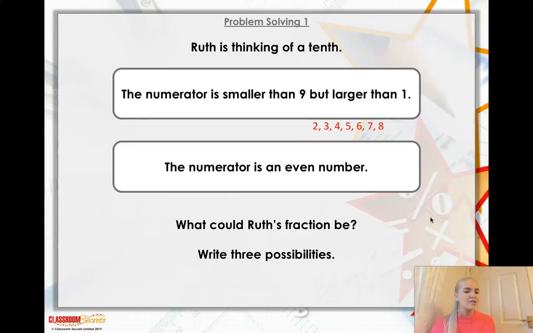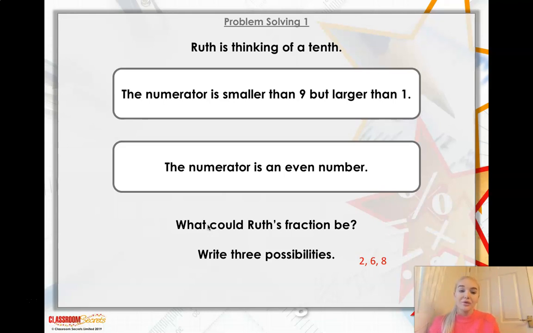Now, remind me, Year 4, what's an even number? That's right, we've got even numbers such as 2, 4, 6 and 8 and 0. So, what out of these numbers are my even numbers? That's right, 2, 4, 6 and 8 are my even numbers. So we know that Ruth's fraction has to be a number smaller than 9, larger than 1, but an even number. So Ruth's fraction could be 2, 6 or 8, but possibly 4 too.